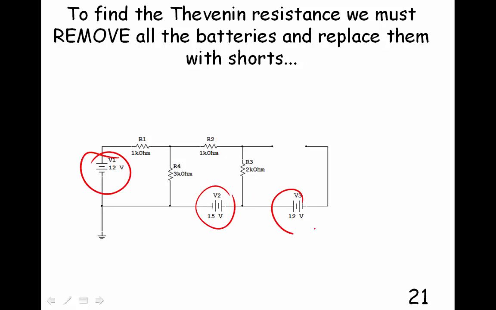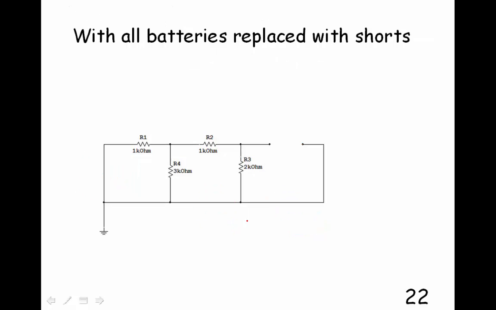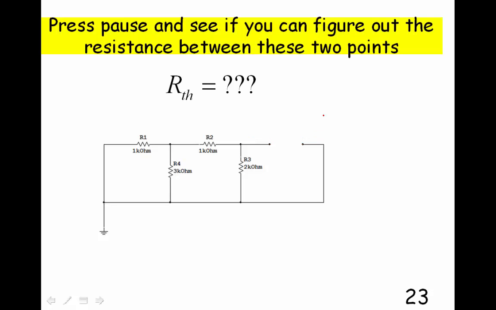So we have 3 batteries in this circuit, and we're going to replace them with short circuits or wires. So watch those 3 batteries. They'll disappear and turn into wires. Now I just want to find the resistance between these 2 points. Can you do that? Why don't you press pause and see if you could find the resistance between those 2 points. I'm going to do it for you real quick.